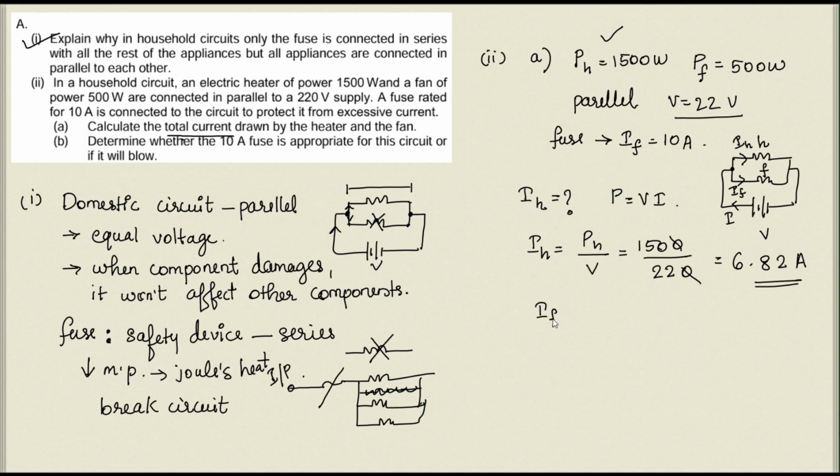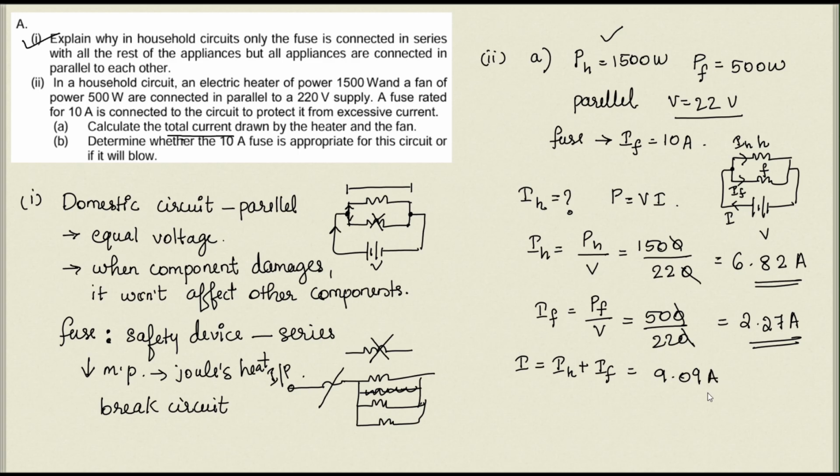Likewise, we can find the current passing through the fan, that is PF by V, power of fan to the input voltage, and that is 500 by 220. Cancel it out, 50 by 22, again you will get 2.27 ampere. Now the total current drawn by the heater and the fan means the total circuit current, that is IH plus IF. You take the sum of 6.82 plus 2.27, you will get 9.09 ampere. So this is the total current flowing through the circuit drawn by the heater and fan together.